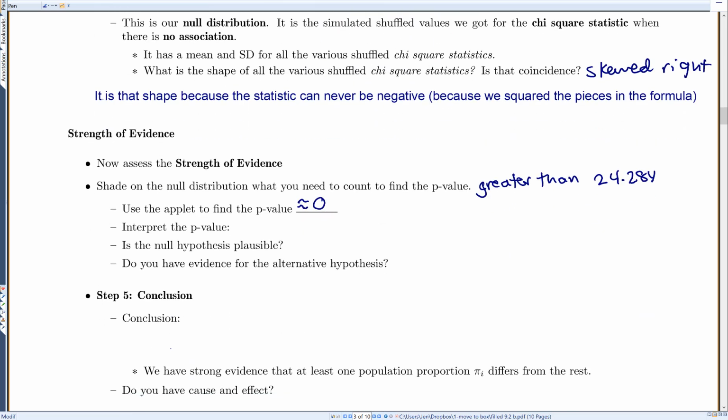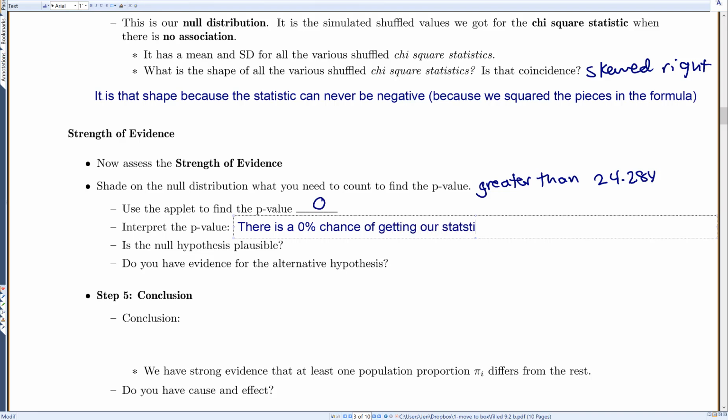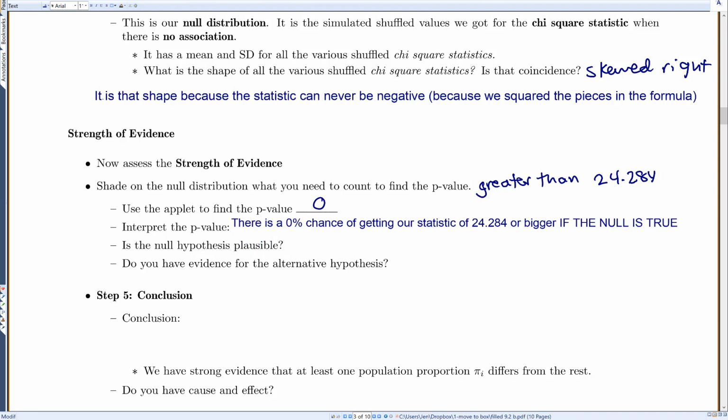So let's interpret that p-value. Okay. And I guess I said about 0, but it's just 0 because we're doing a simulation. Okay. To interpret the p-value, I'd say something like there is a 0% chance of getting our statistic of 24.284 or bigger if the null is true. So it's the same interpretation we've been using the entire semester.